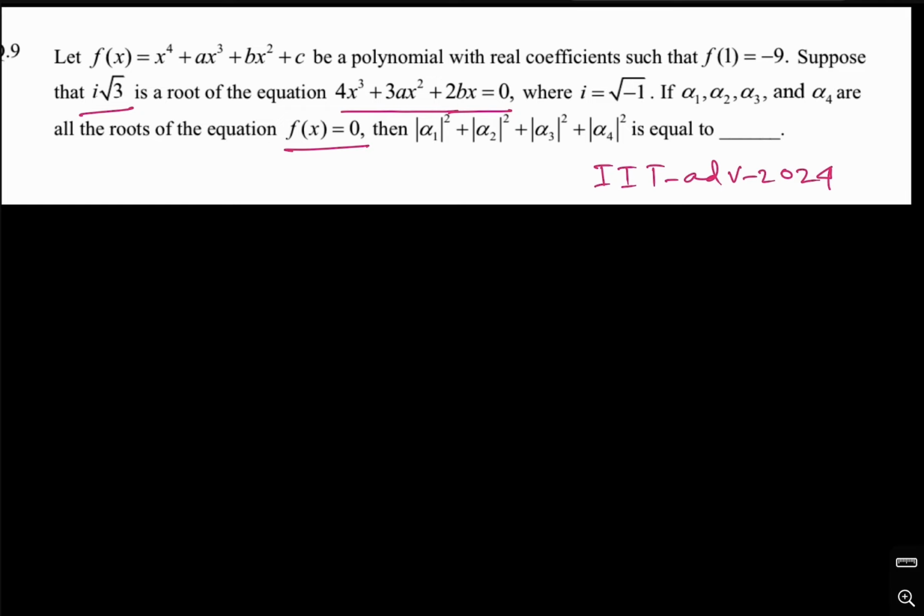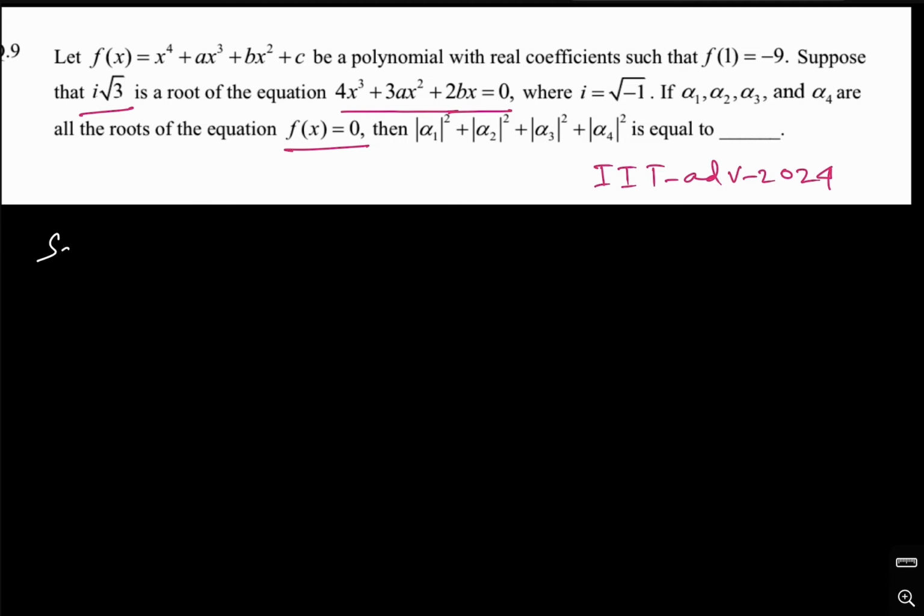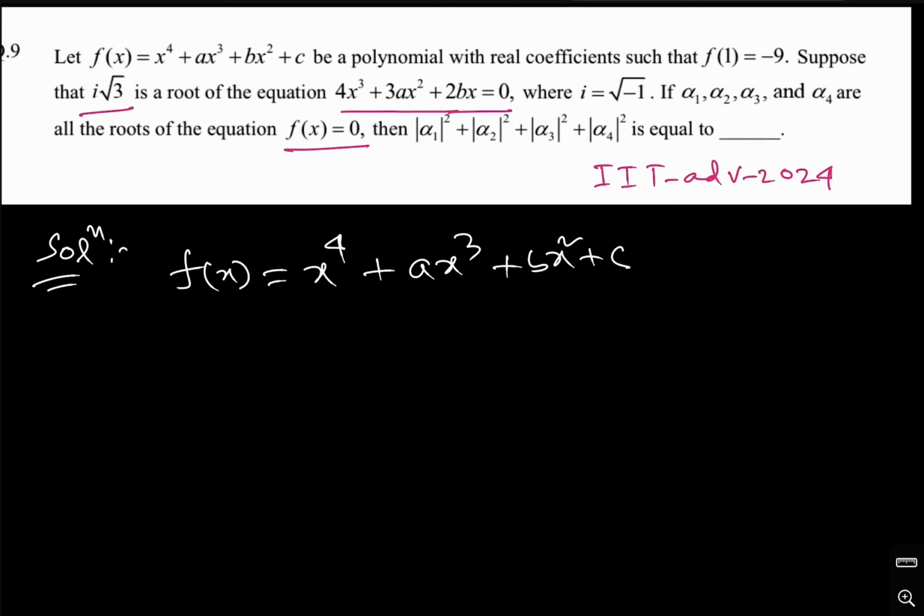Students, to solve this problem, actually we have to find the value of α1, α2, α3 and α4. So we have to find the roots of f(x). Given f(x) is of this form, we have to start with this equation: 4x³ plus 3ax² plus 2bx equal to 0.